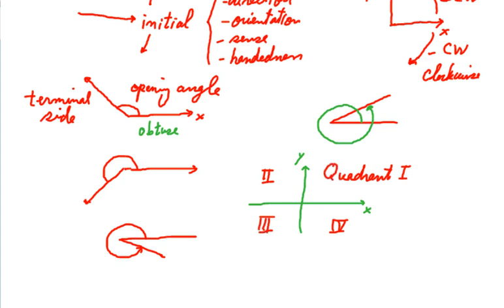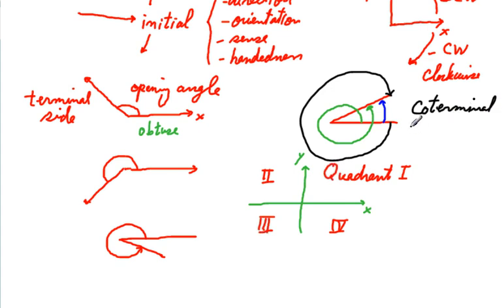Picture by itself doesn't tell you, because you could have thought about it as if you have gone through this blue angle. You could have thought about it as if you have gone through this black angle. It could be this green angle. All of them are possibilities, and all of them end up with the same terminal side. We are going to call these things coterminal. So angles that start from the same place and end at the same spot are called coterminal angles, and they are obviously not necessarily identical. They could be quite different.